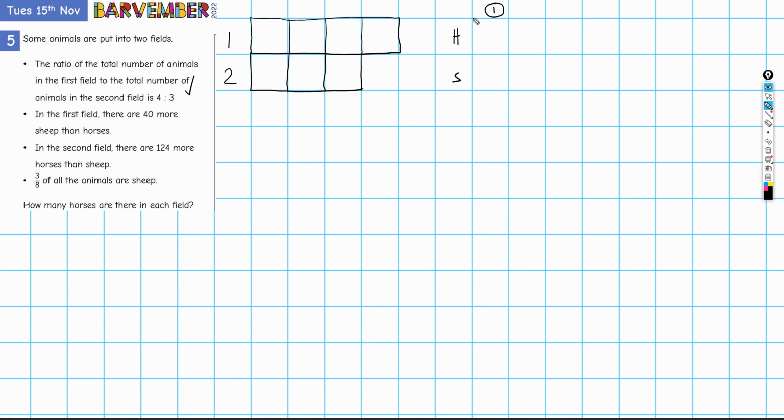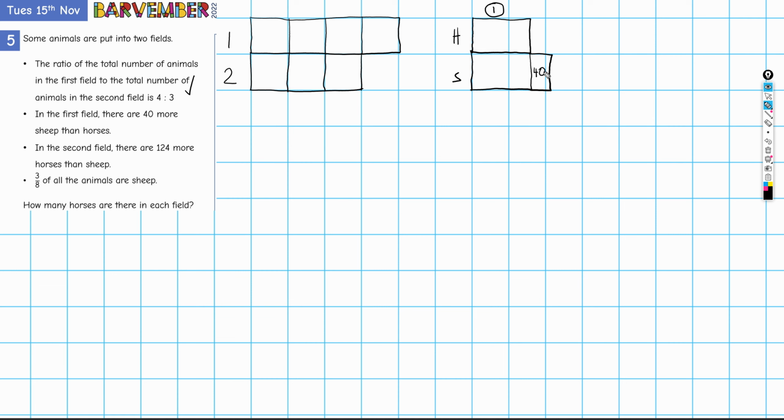So what I'm actually going to do is draw a block for the horses, and I'm going to draw an identical block, so far as I'm capable of my drawing, for the sheep. Now, so far in this model, I have the same number of horses as sheep. But we're told that there are 40 more sheep than horses. So I'm going to add a block here and give that a value of 40.